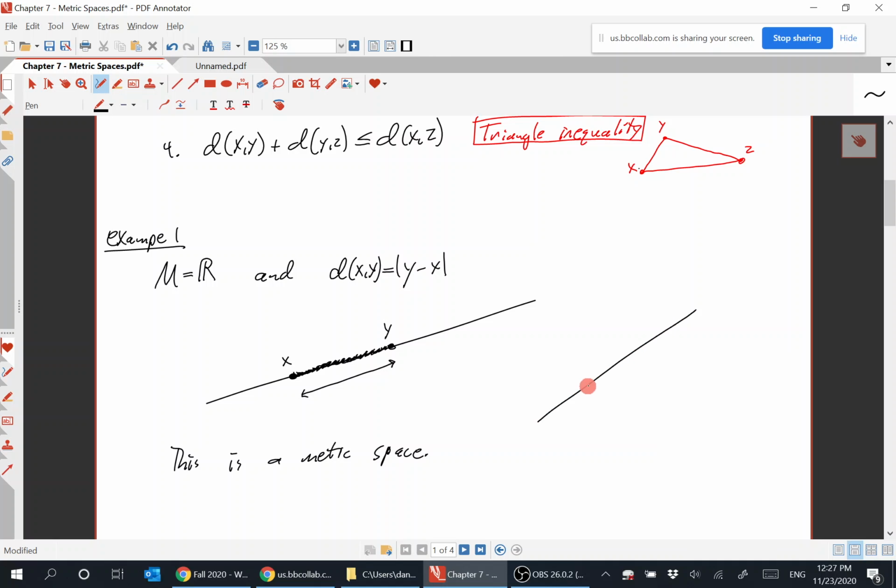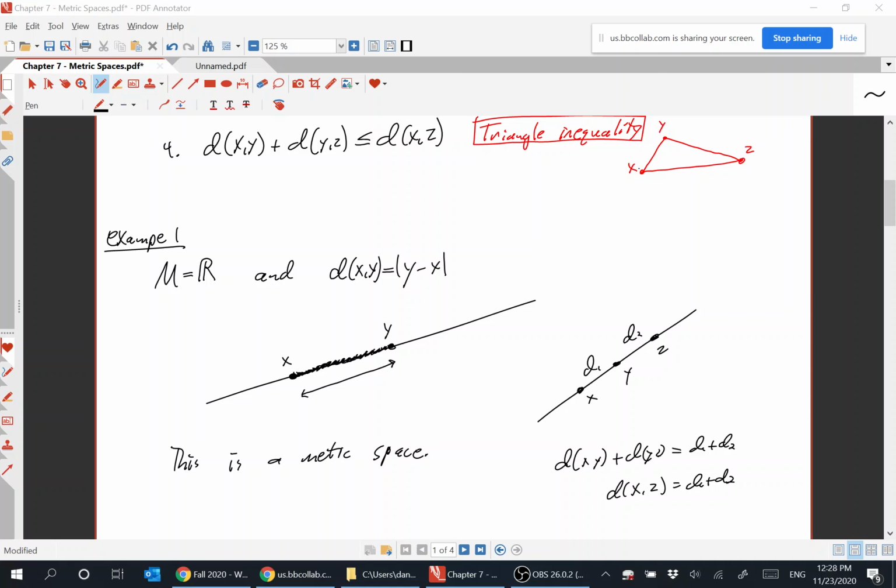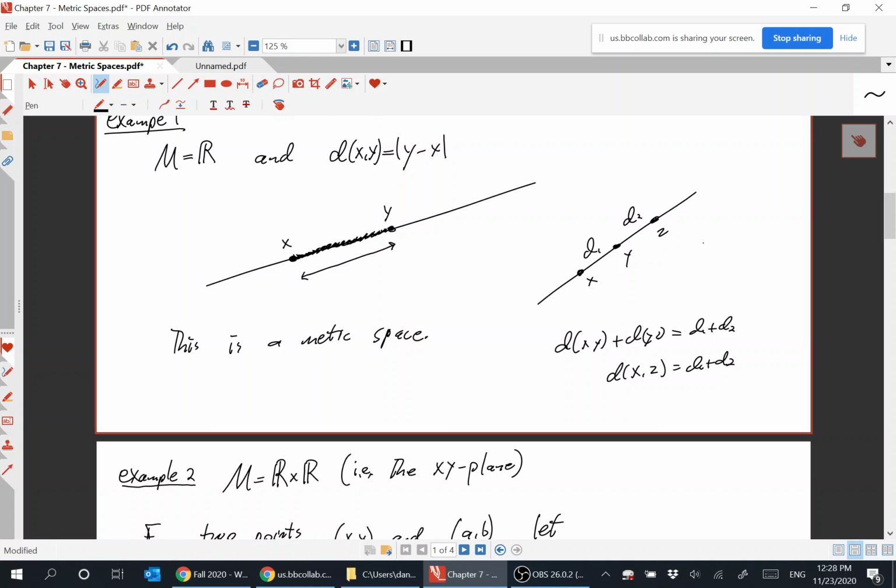Right? I mean, how does the triangle inequality look here? If you have x to y and y to z, it could be like this. x, y, and z could be here. So here's d1, here's d2. The distance from x to y plus the distance from y to z is d1 plus d2. And the distance from x to z is d1 plus d2. So here they're equal. Okay. But it could be otherwise.